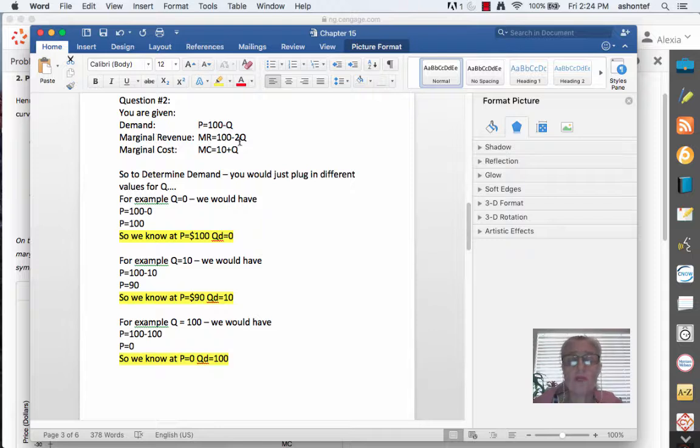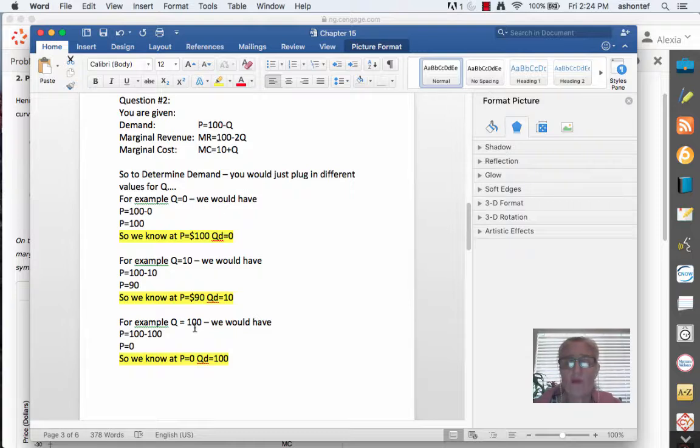Then you're told what your marginal revenue is, and then you're told what your marginal cost is. So you're asked to plot the demand curve in that first part of the question. In order to do that, you've got to get the points. A good rule of thumb when you're trying to figure things out is to do extremes.